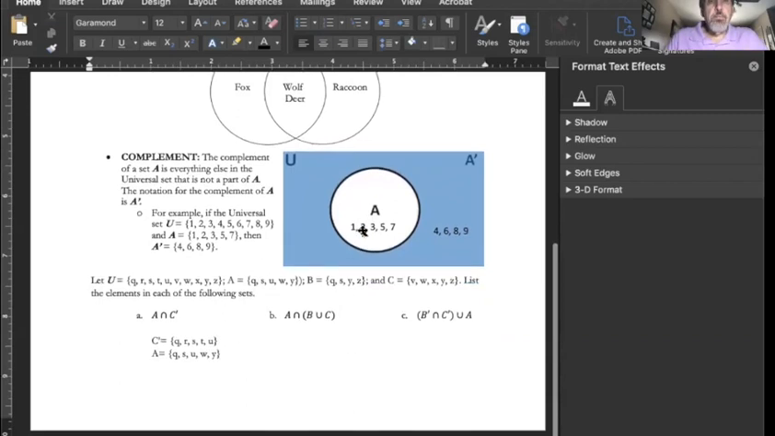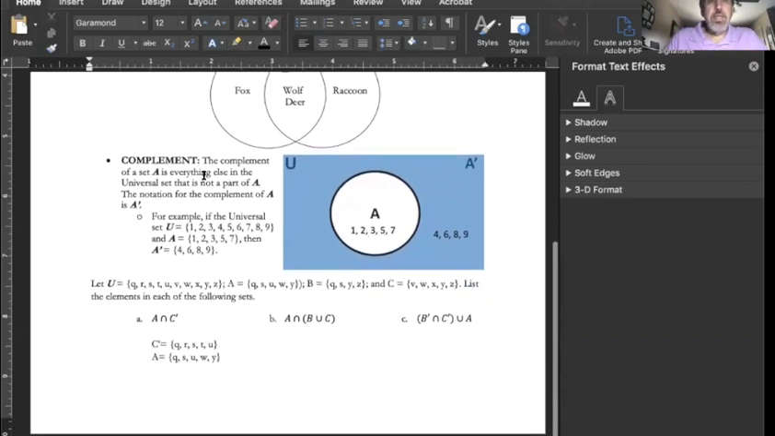The third term that we need to understand in 2.3 is the complement. The complement of a set is the stuff that's in the universe but not part of that set. As an example, I've got the universal set here. The universal set, or the universe, is all the numbers that exist in this particular problem: the numbers 1, 2, 3, 4, 5, 6, 7, 8, 9. Those are all the numbers that exist.